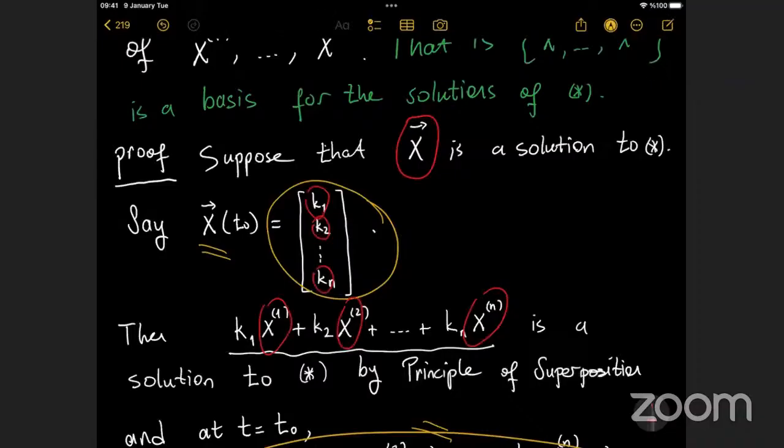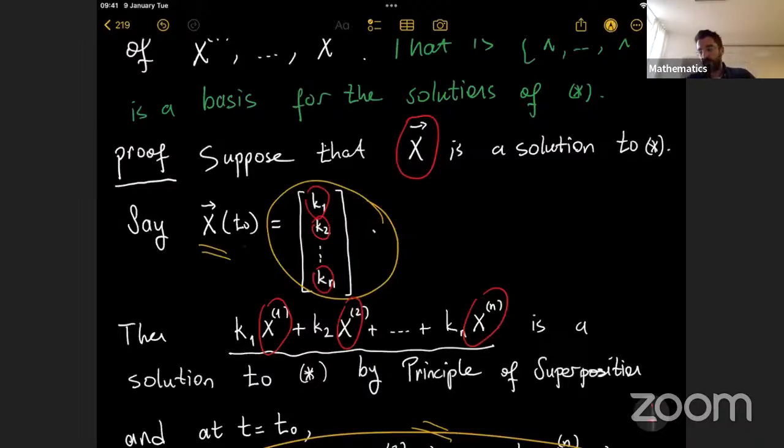Hocam, o zaman A matrisinin size'ı kadar solution set'in base'i mi oluyor? Evet, güzel bir şey. Bundan bahsedecektik zaten. We will talk about this. Yeah, so there are going to be n independent vectors in the basis for a system of n equations and n unknowns.